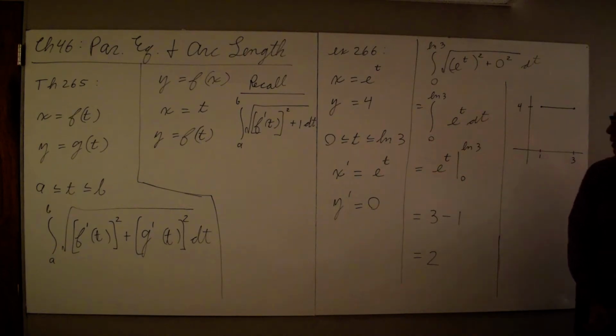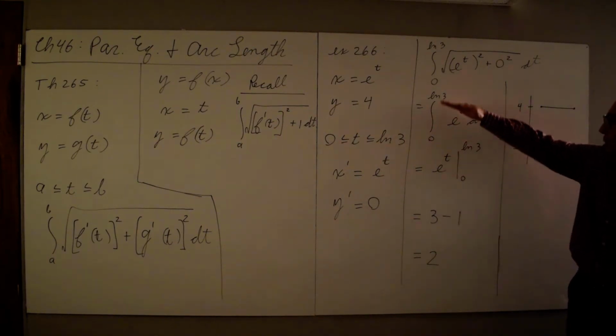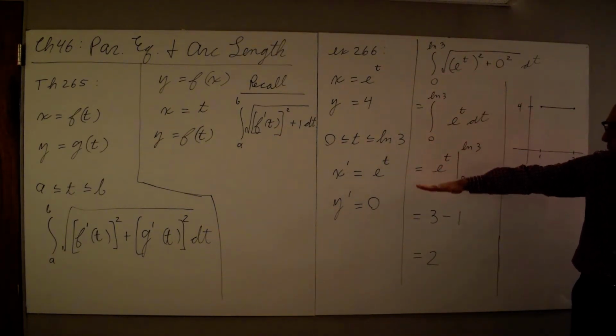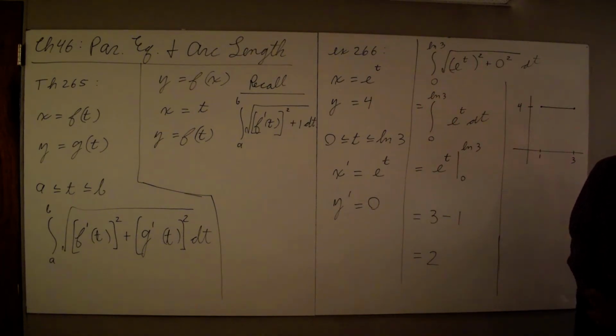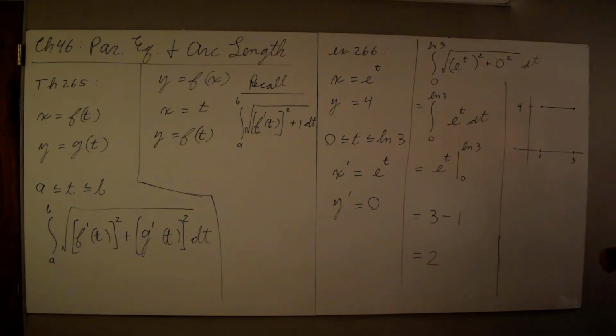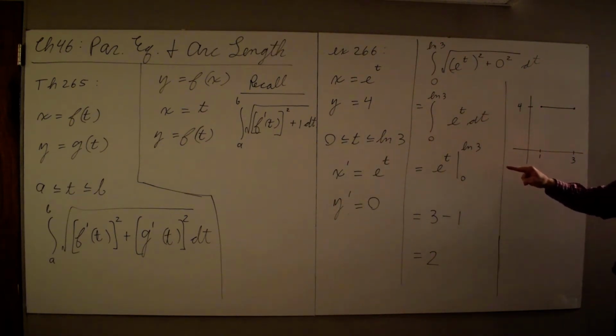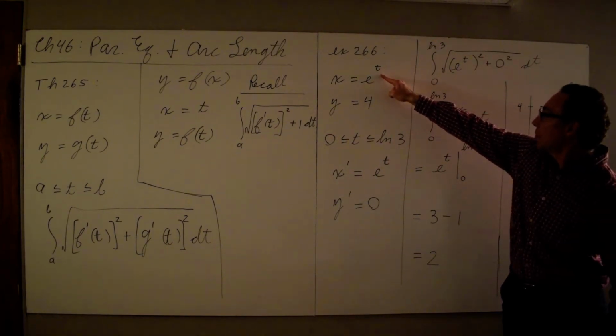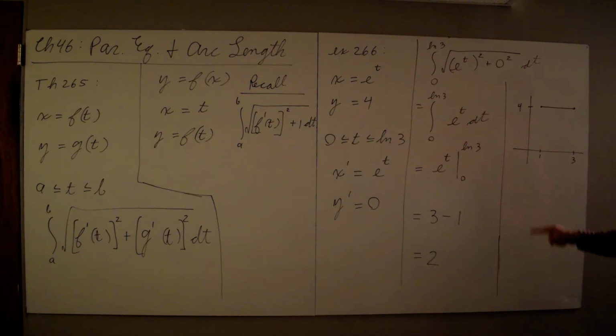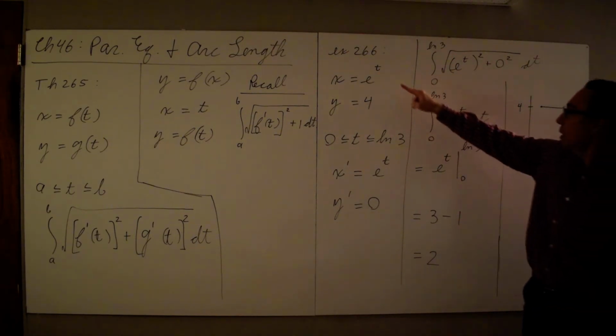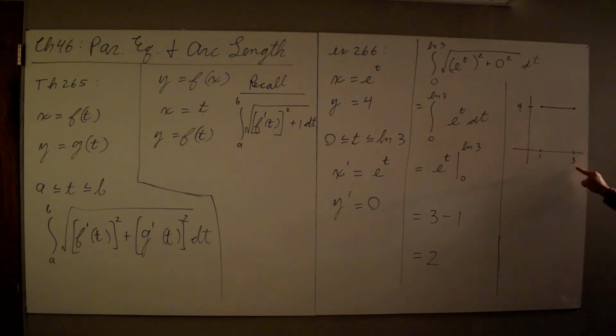Now, at the end of this, I have to make a disclaimer. I actually made this problem a little bit harder than it needed to be, just to demonstrate this formula. Why is that? Well, let's look at the curve. y is constantly 4. x is defined in terms of the parameter. When t is 0, x is 1. When t is natural log of 3, x is 3. But y is constantly 4.